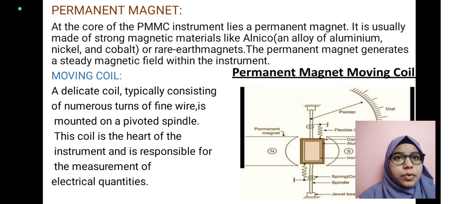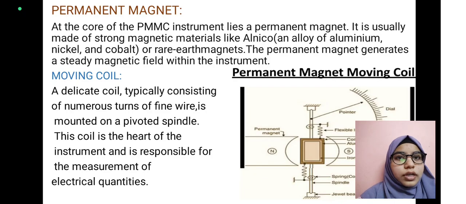Next, what is a permanent magnet? At the core of the PMMC instrument lies a permanent magnet. It is usually made of strong magnetic materials like alnico, which is an alloy of aluminium, nickel and cobalt, or rare earth magnets. The permanent magnet generates a steady magnetic field within the instrument.